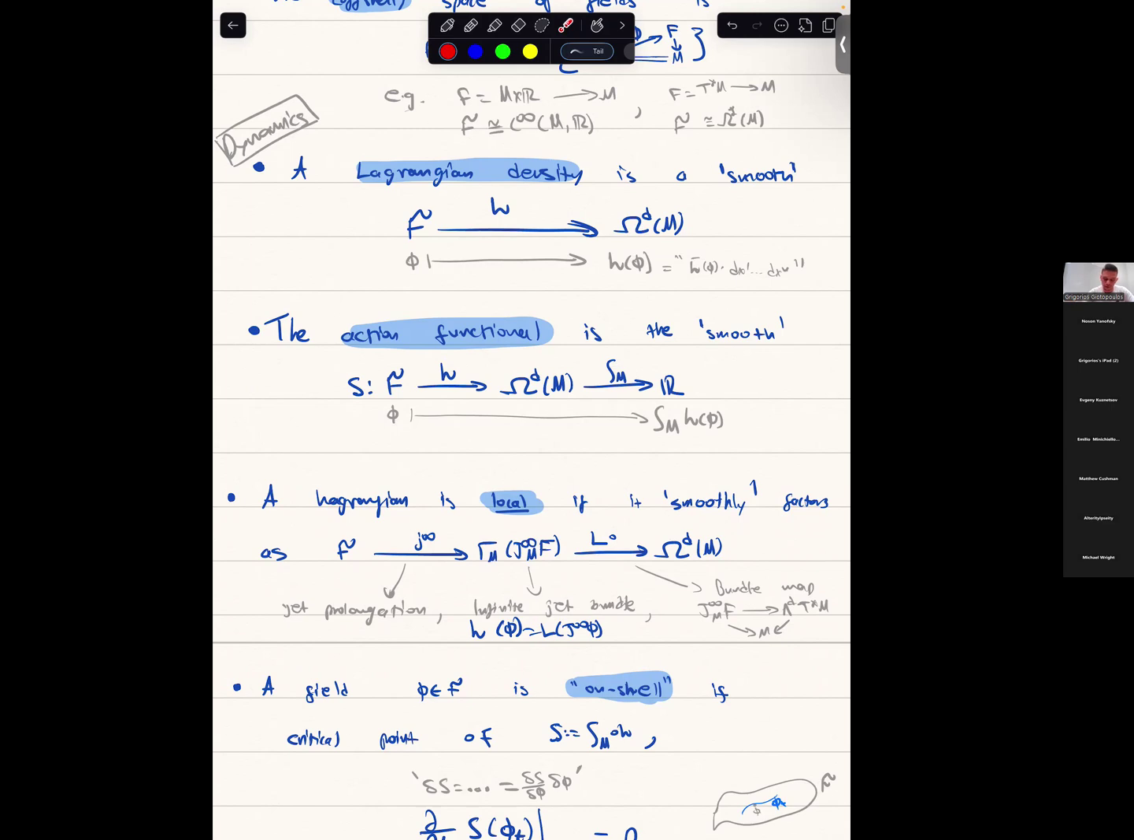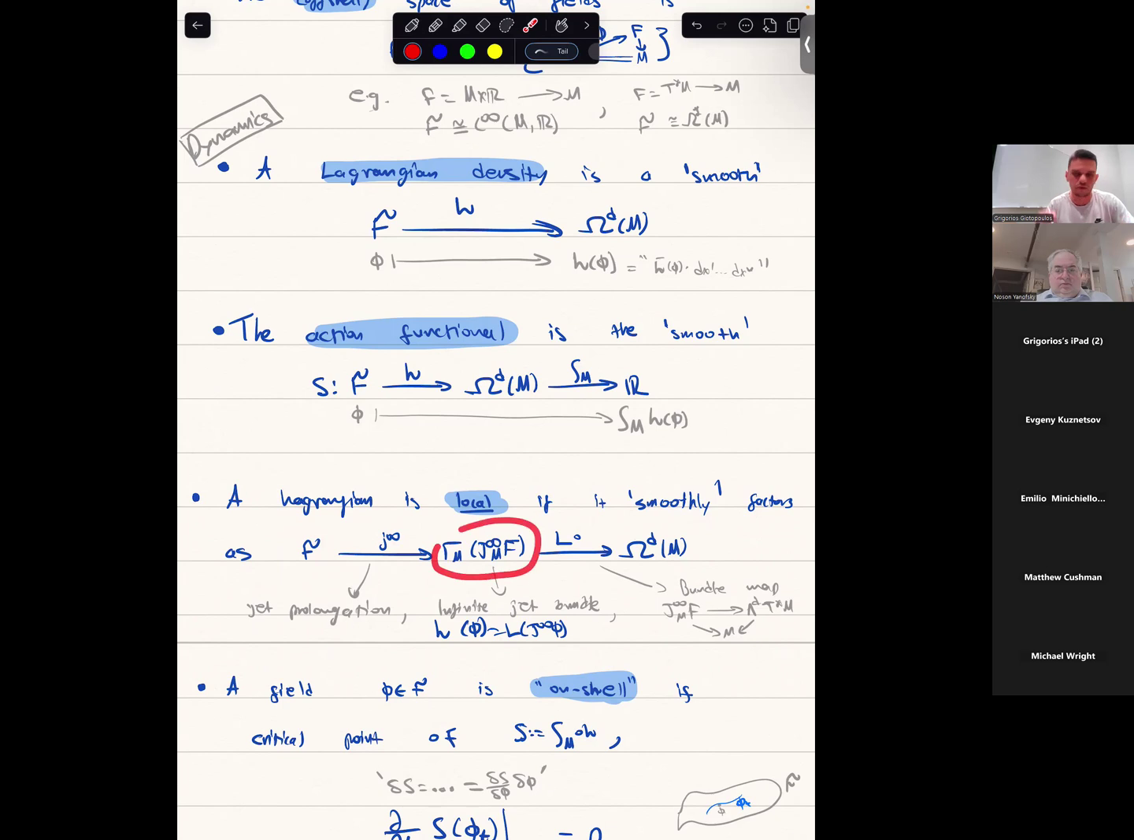Correct. Yeah. But because we only care about maps that come from actual sections of the original bundle, we don't care about general sections really. We only care about the image of this map. The point is that the Lagrangian is really given by such a composition. Okay, you don't really care about what it does on sections that are not jet prolongations of fields. Right. It doesn't matter. Yeah. Gotcha. You're right. Thank you.